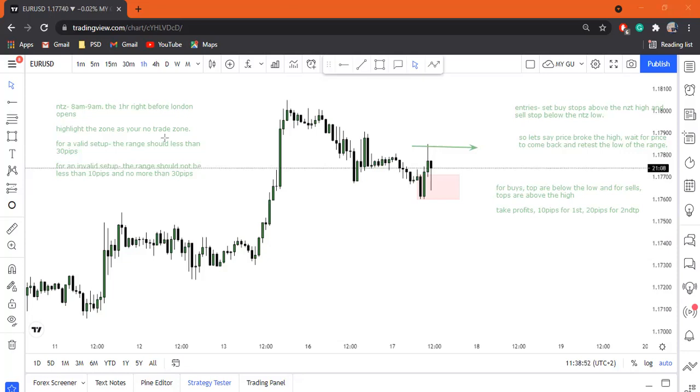If there is no trade zone, please just go on to the next pair and look for a zone, or for a possible setup on those zones. And make sure that if you're going to use the no trade zone, the area that you are using is not less than 10 pips, and it's not more than 30 pips. That way you have a valid zone to use to your advantage. I think that's all for this zone.